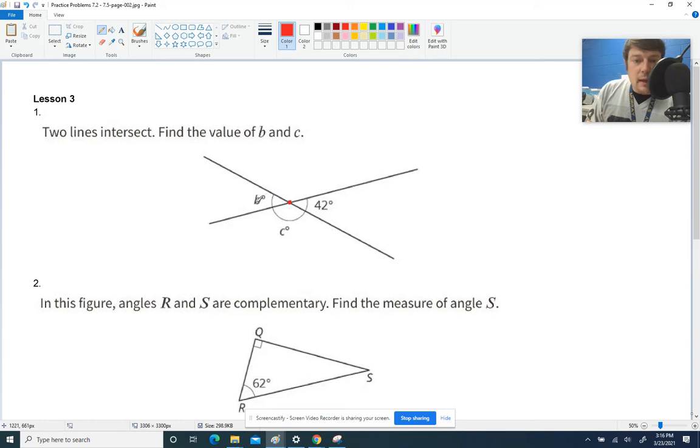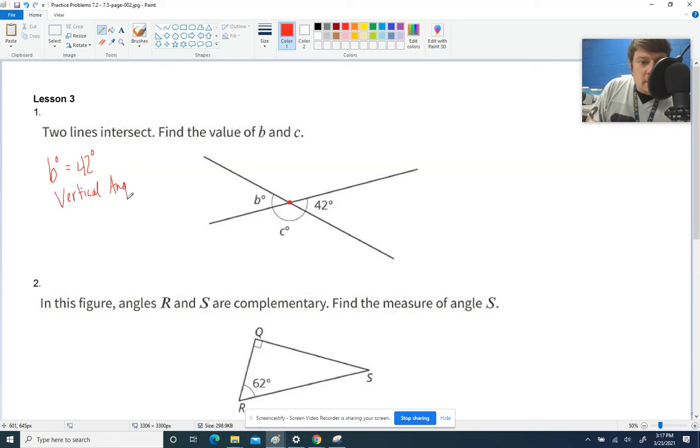If you look at angle B and the angle that's 42 degrees, we learned that they're opposite of the intersection, and so therefore they are vertical, and vertical angles are equivalent. So because they are vertical, B equals 42 degrees, because of vertical angles. And there's our reasoning.